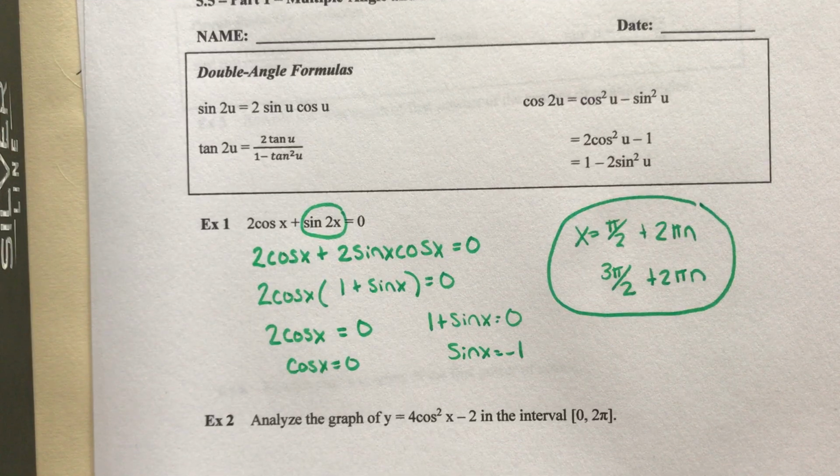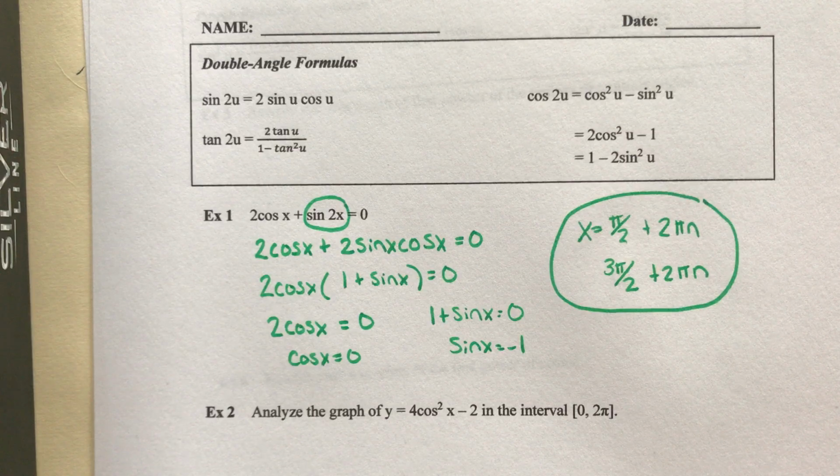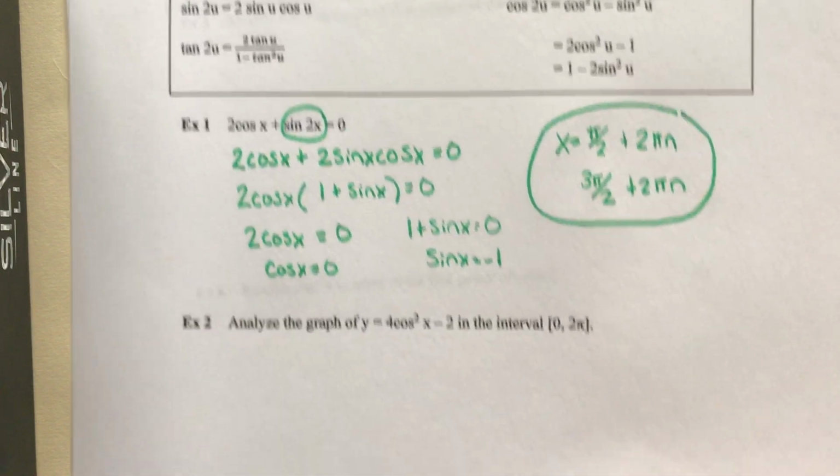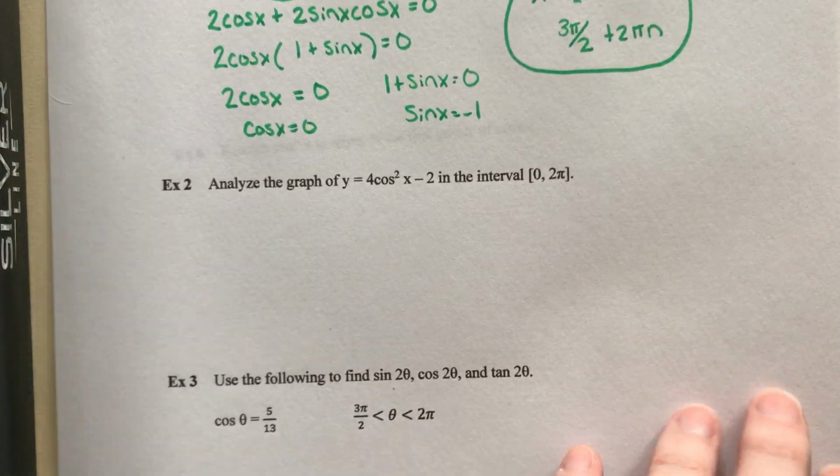Now, just like from before, you want to make sure you check your answers. So you can do that by plugging in pi over 2 for x and 3 pi over 2 for x and see if that works. Okay, so let's look at number 2. Number 2, we're going to analyze a graph.